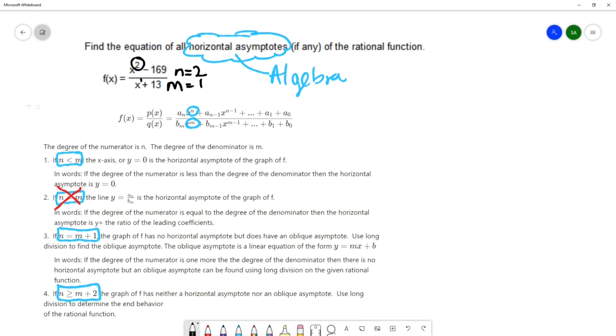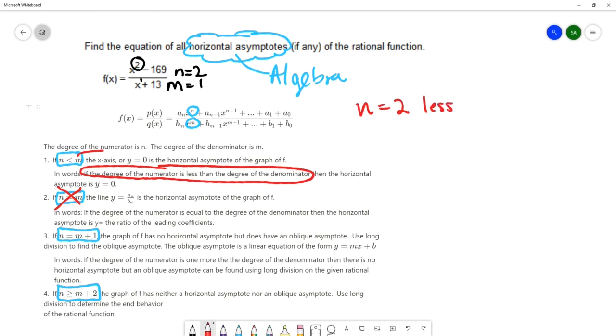But we need to figure out which of these other ones we have. Okay, so when we look at this first one, n is less than m. So I'm going to translate that to words. The degree of the numerator is less than the degree of the denominator. You can see that that's not true.